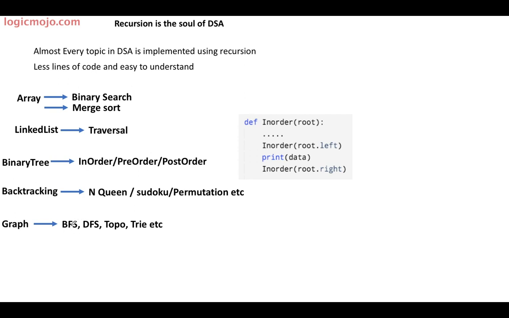In the graph, we have some famous algorithms. Most of the graph problems can be solved using these algorithms, like BFS, DFS, topological sorting, or trie implementations. And there are many applications of trie implementations. And these algorithms are implemented using recursion, and dynamic programming, of course.